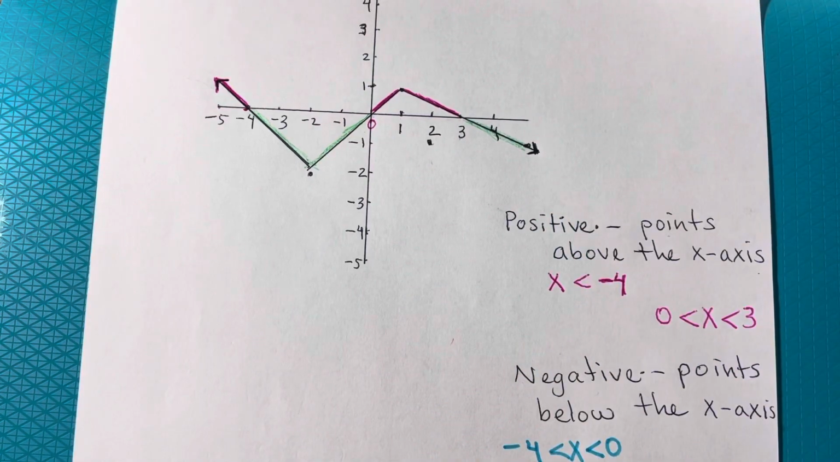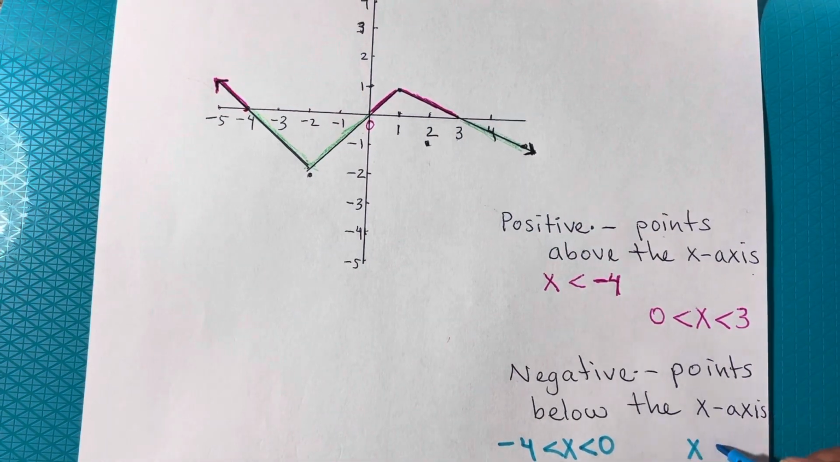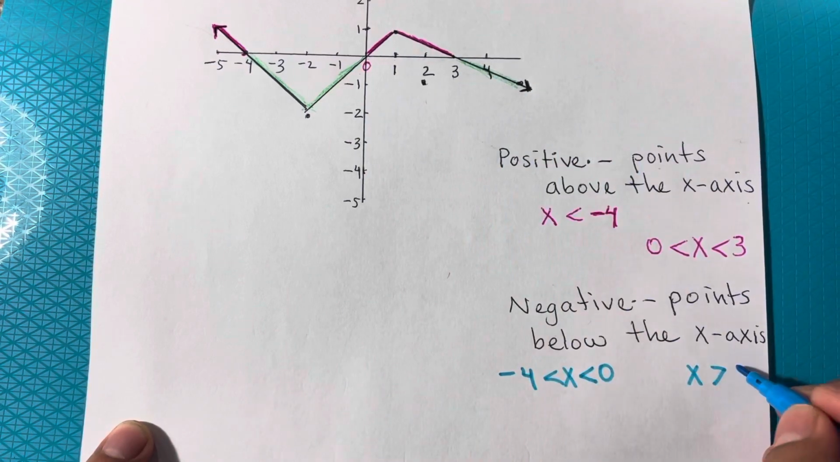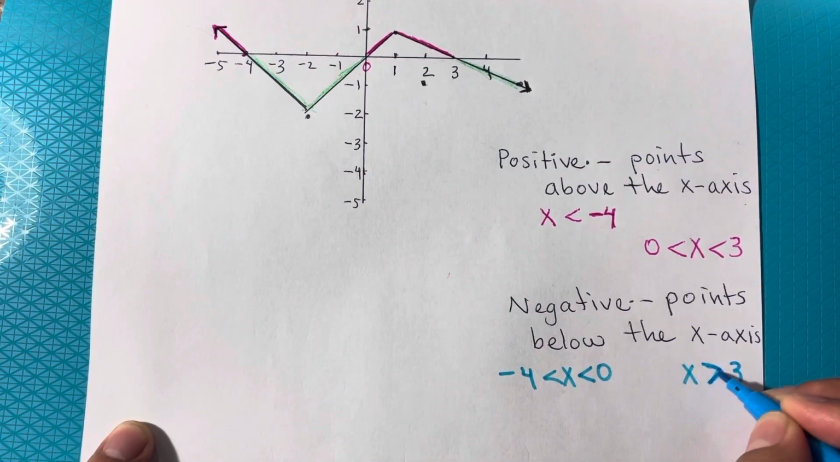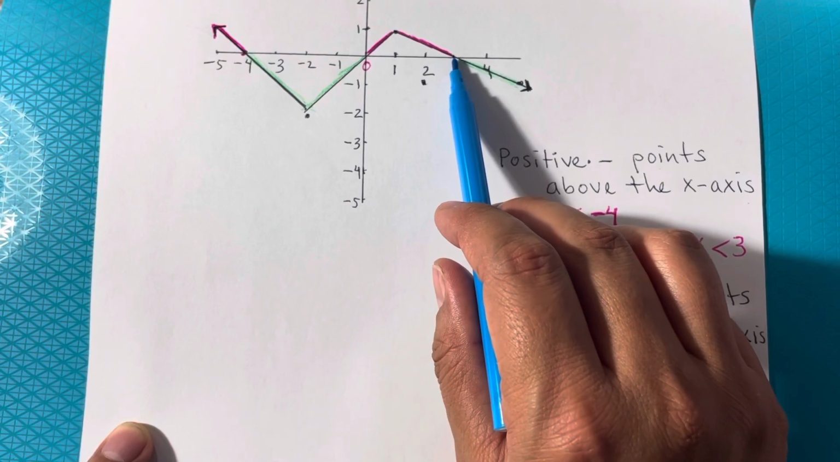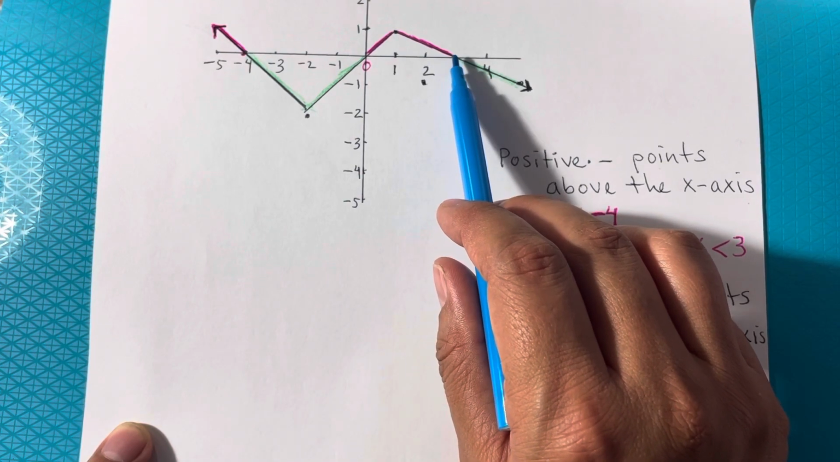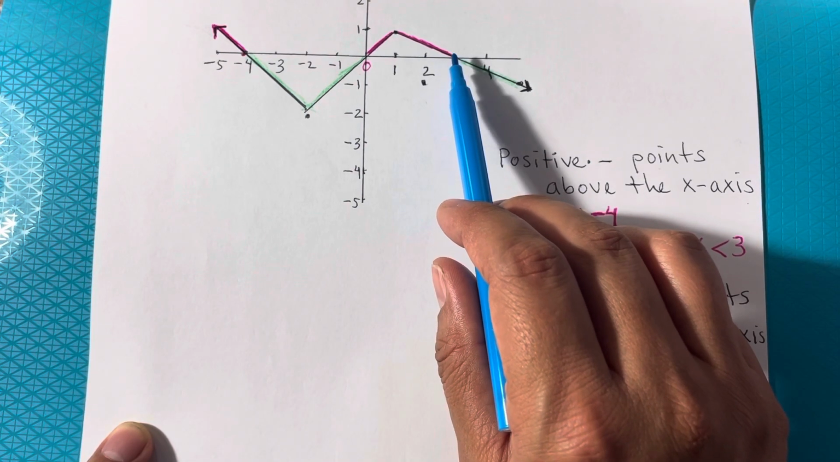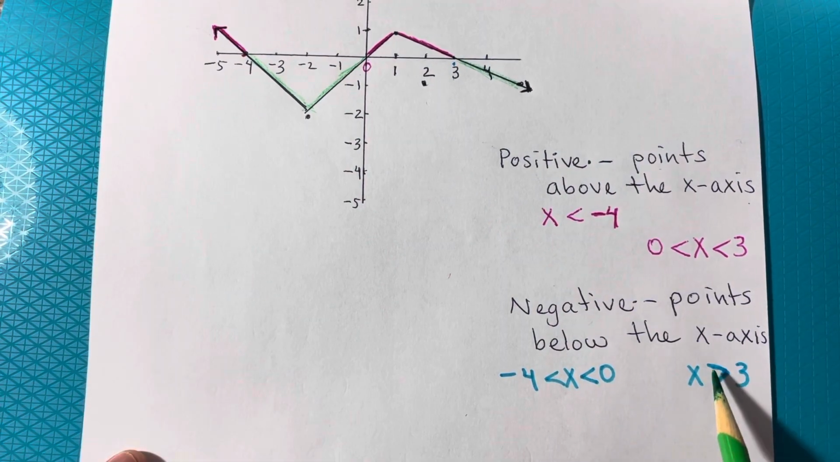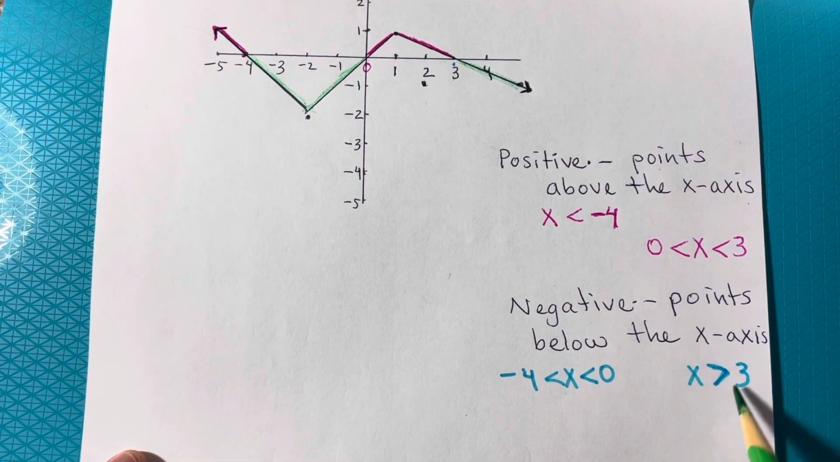So that means x is greater than 3. Again, we don't put the equal sign because it doesn't include that point right there. Why? Because right there, the graph is neutral. It's not positive, it's not negative. Again, why do we put x is greater than 3?